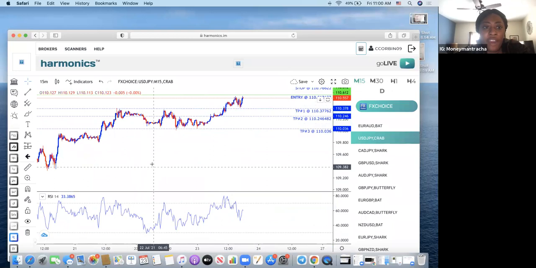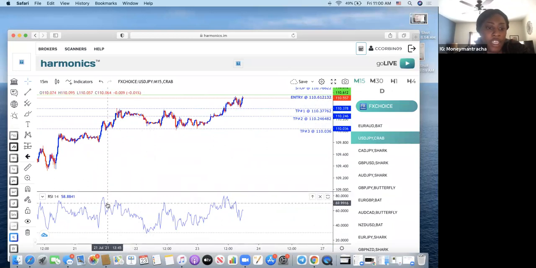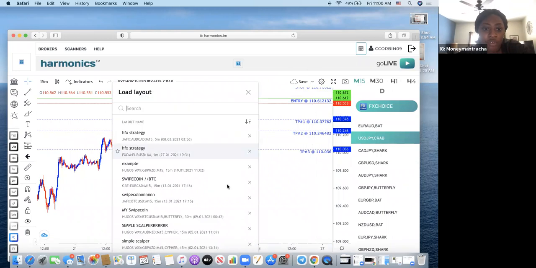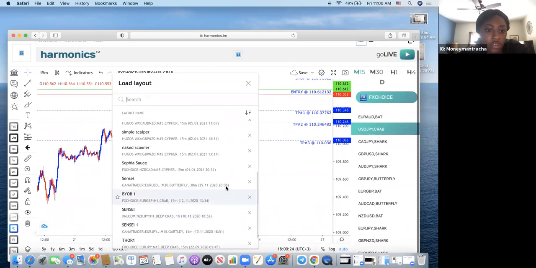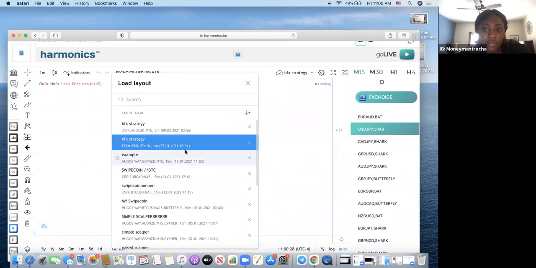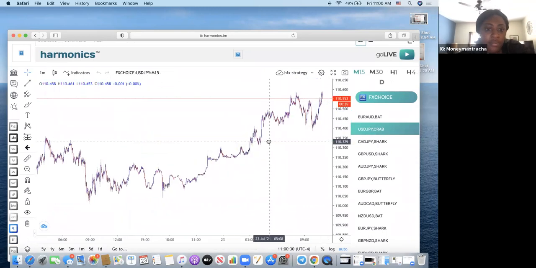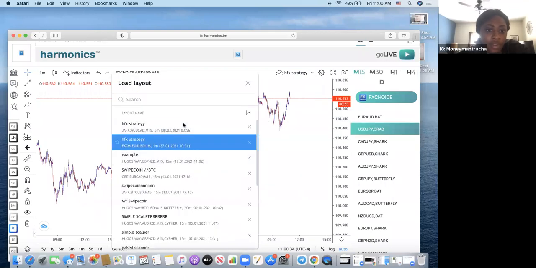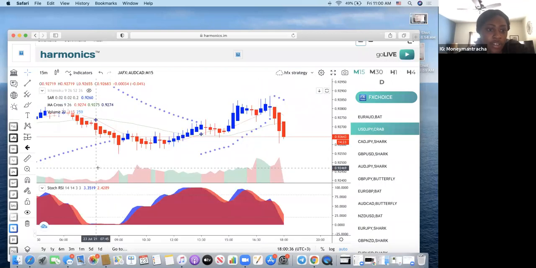Now, for people who have the FRX package, you can use any strategy on any scanner. It really doesn't matter, but this is the harmonic scanner. Now, I'm just going to load a strategy that I have on here, all these strategies, and I'm going to load the HFX strategy. All right, so here we go.